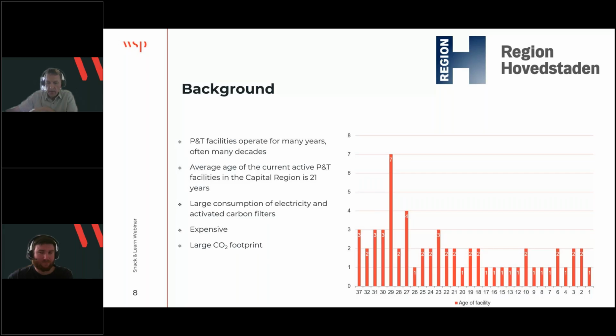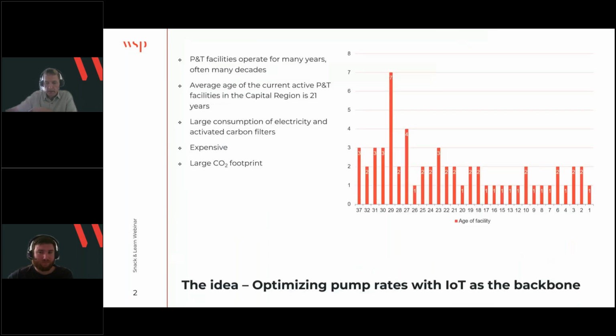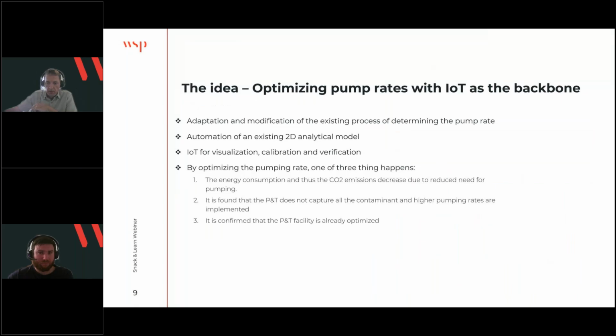So a lot of these plants were established in the 80s and 90s. And we believe that many of the plants must be in operation for 40, 50 years, maybe even longer. That means a large consumption of electricity and carbon from carbon filters, and also a large carbon dioxide footprint. And that's why it's interesting to look at these pumping rates. Because it's important not to pump with too high rates, thus this unnecessarily high energy consumption. Conversely, pumping rates should not be too low either, as hydraulic fixation of the groundwater contamination must be ensured.